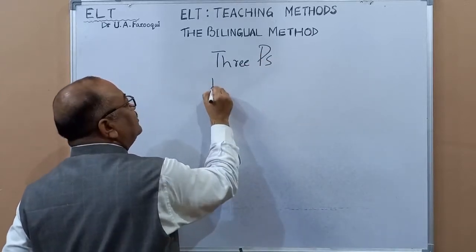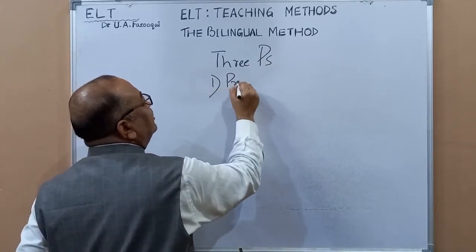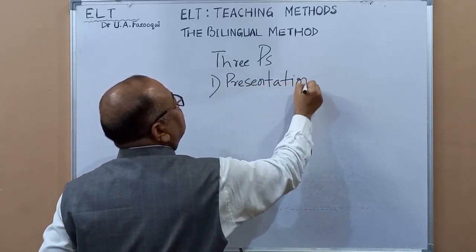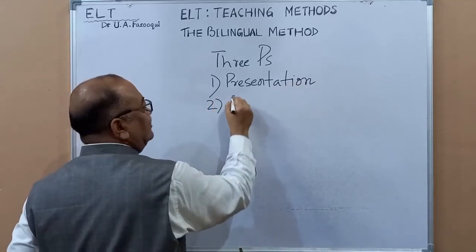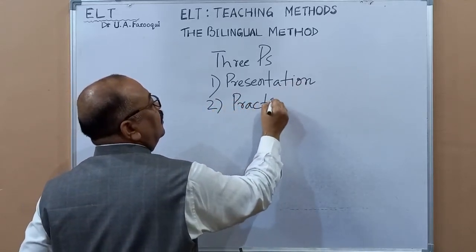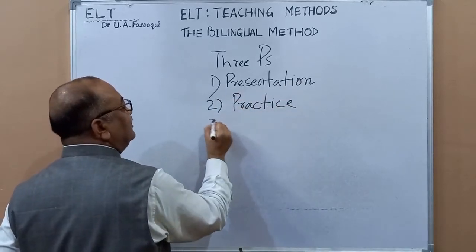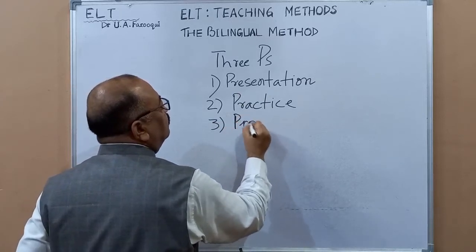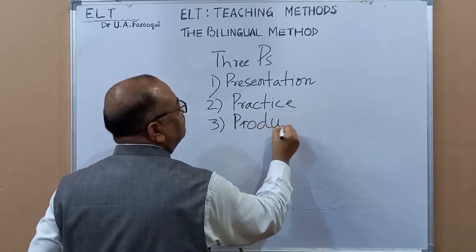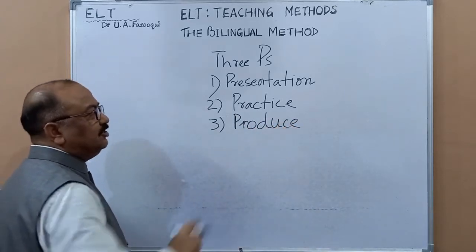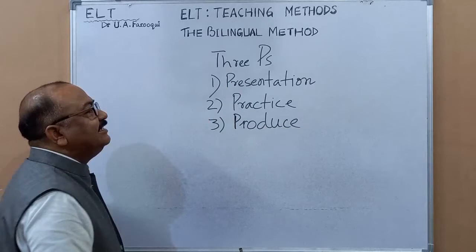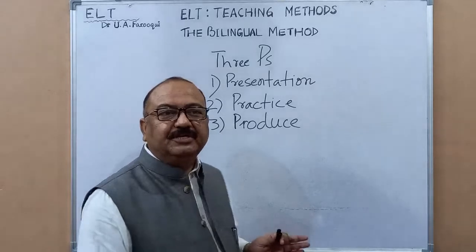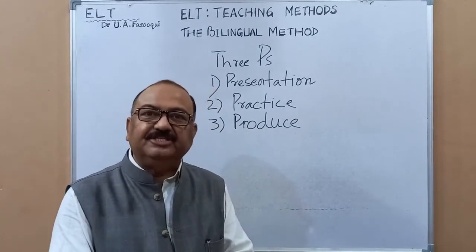And what are these 3 P's? Number 1, presentation. Number 2, practice. And number 3, produce. The first stage is that of presentation. The second stage is that of practicing, and the third stage is that of producing. These are the 3 stages.